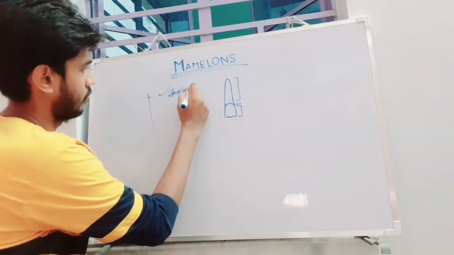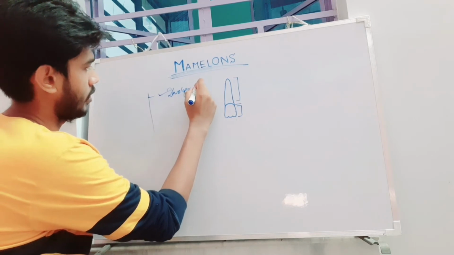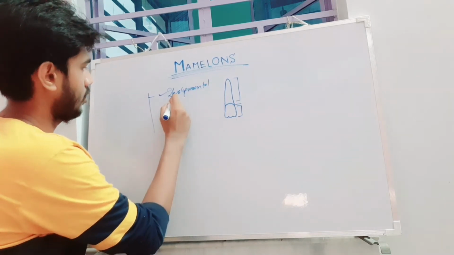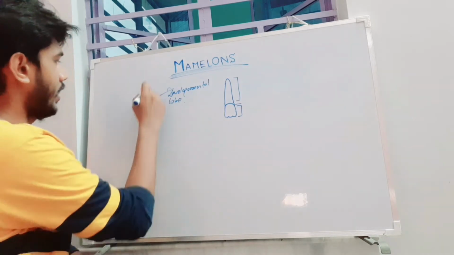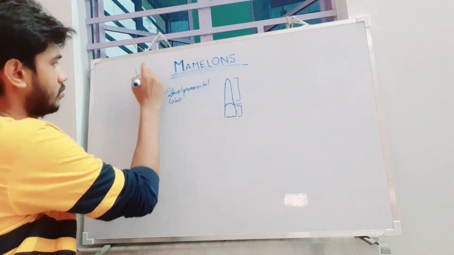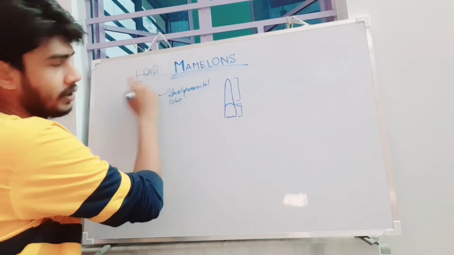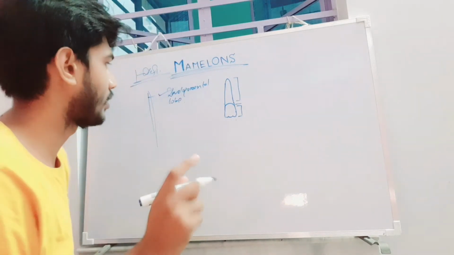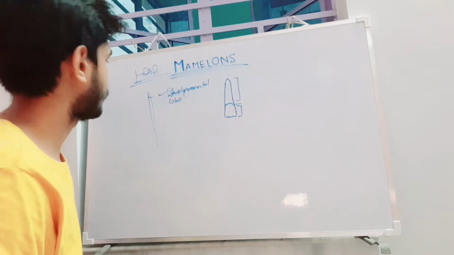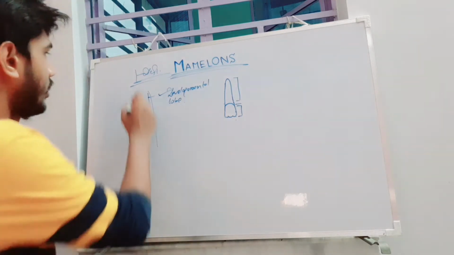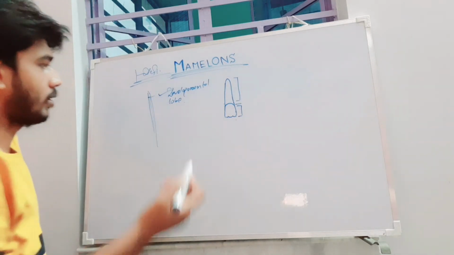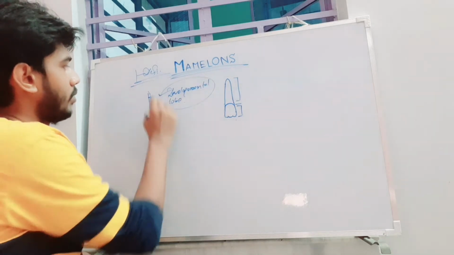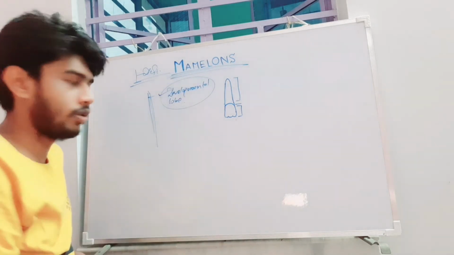At first we have to write the definition. I will give a PDF in my description link. You can download the PDF and read all about the mamelons. Then, after the definition, we write all about mamelons. They are made from the developmental lobes.